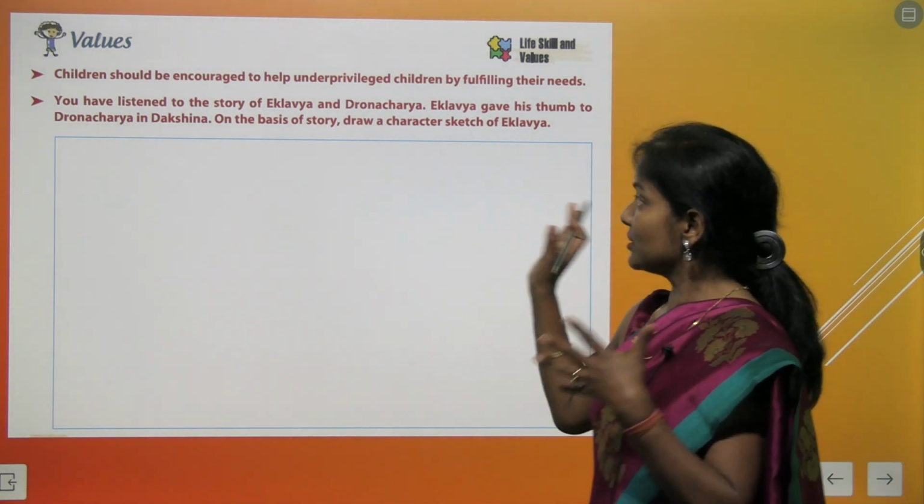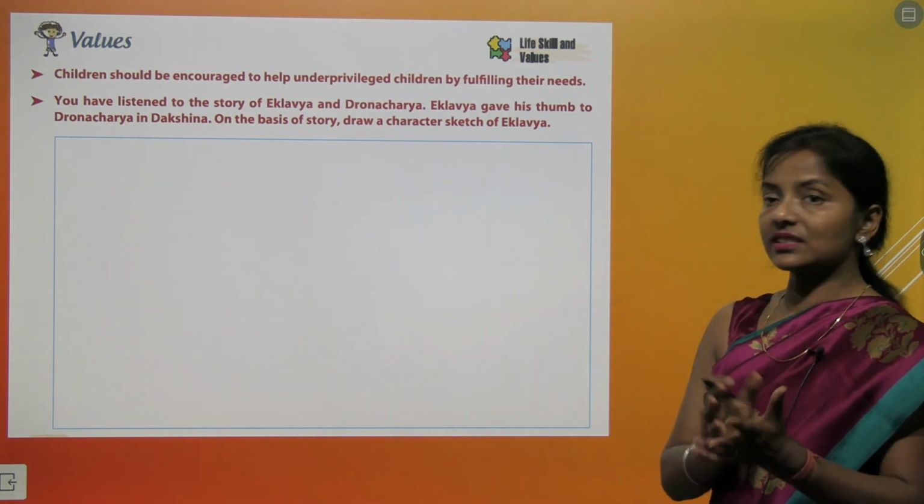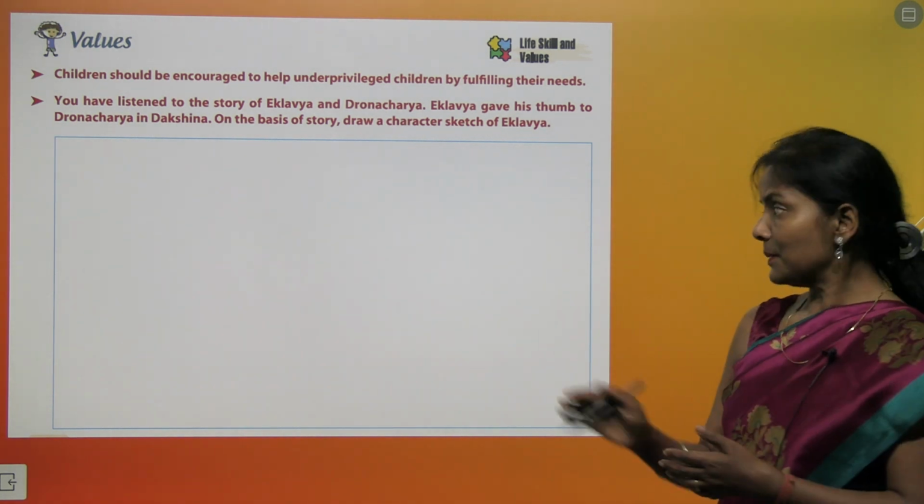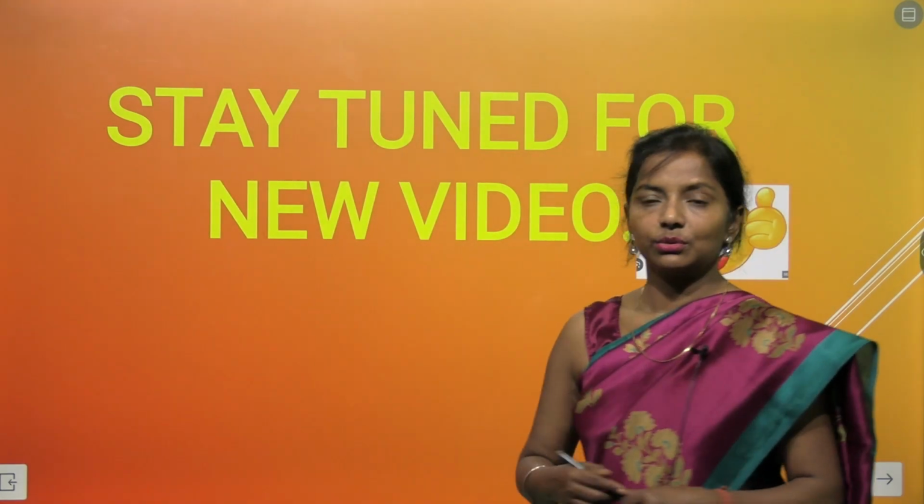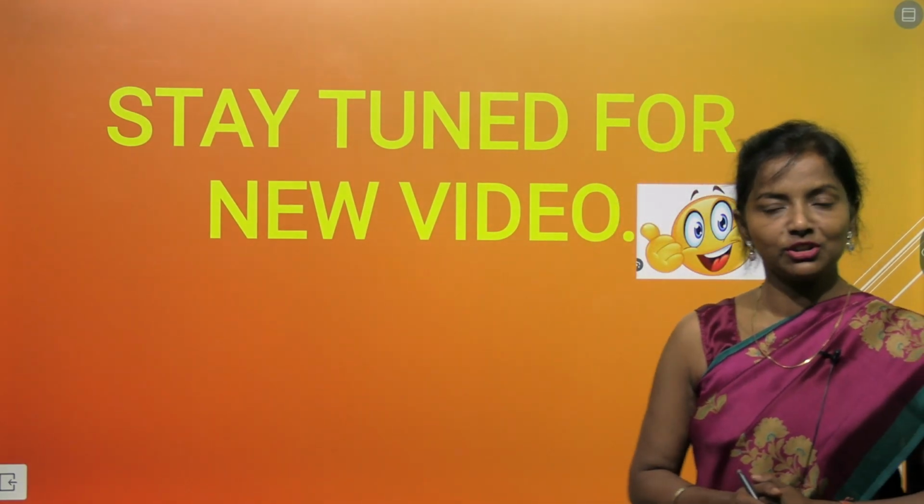So on the basis of that story, draw a character sketch of Ekalavya. Okay, that you have to write down. And here we end up with the chapter, children.